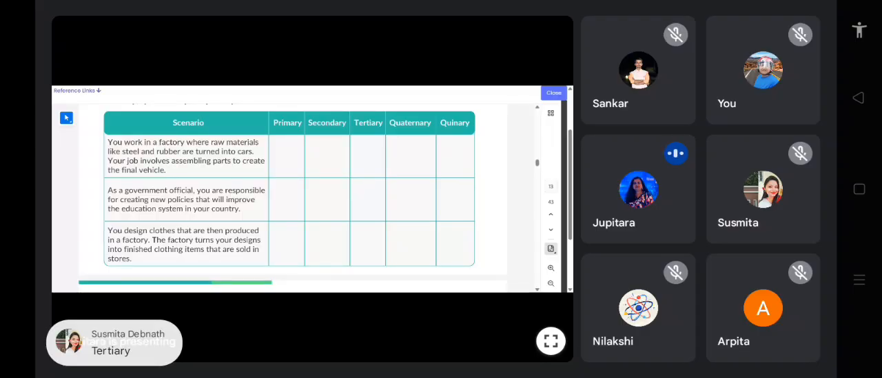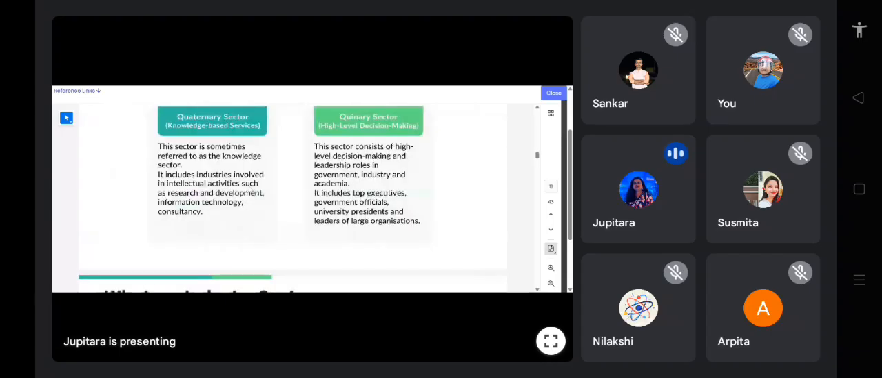As a government official, you are responsible for creating new policies that will improve the education system in your country. Government officials, that means you are high level decision makers. So, which category does it belong to? It belongs to quinary. Remember? High level decision makers. This includes leadership roles in government, industry, and academia. Okay?